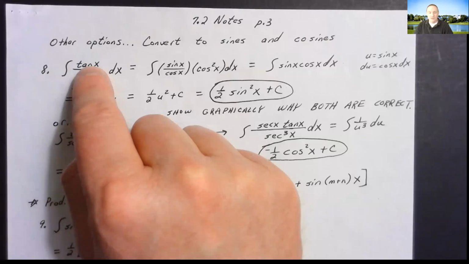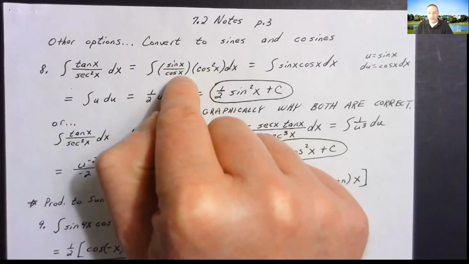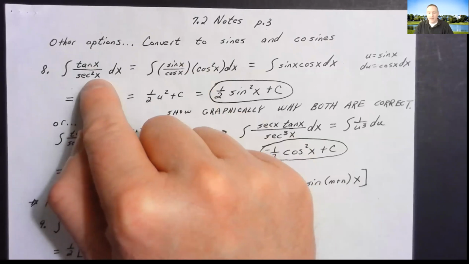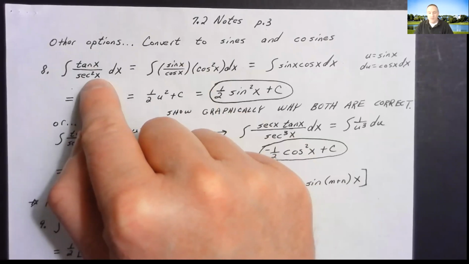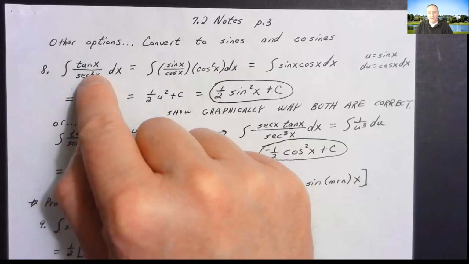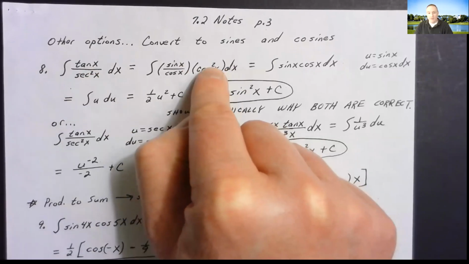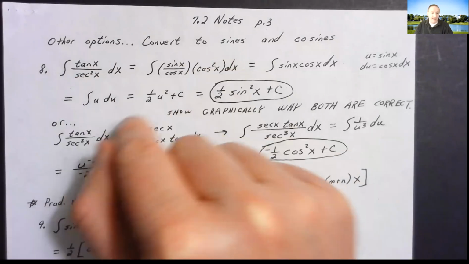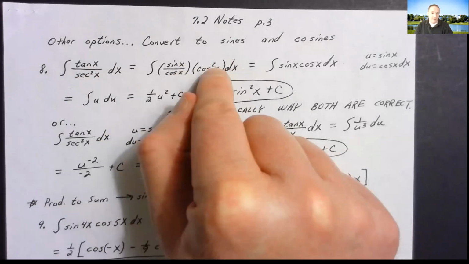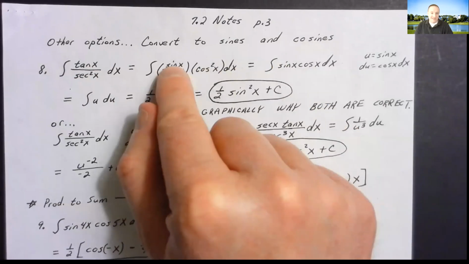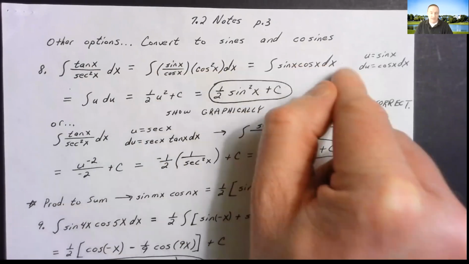I said, well, the tangent of x is sine x over cosine x. I know I'm dividing by secant squared x. Secant squared x is the reciprocal of cosine squared x. So when I divide by secant squared, that's the same thing as multiplying by cosine squared. Now, that makes it really nice because I can say one of those cosines cancels with this cosine, and I would just be left with sine x times cosine x dx.